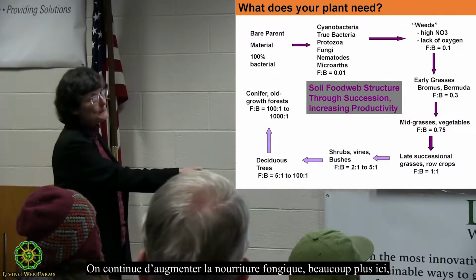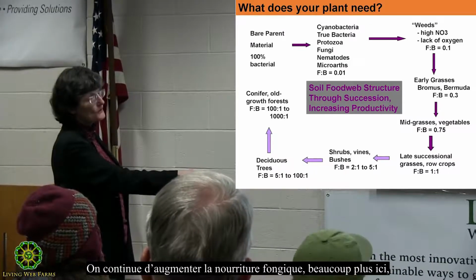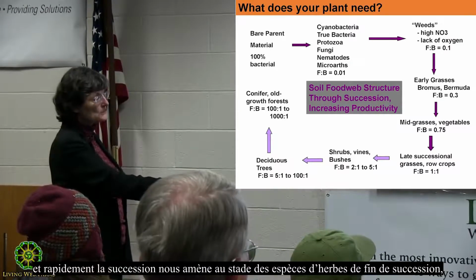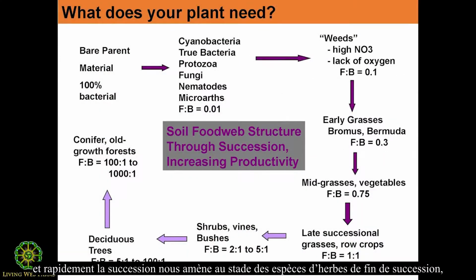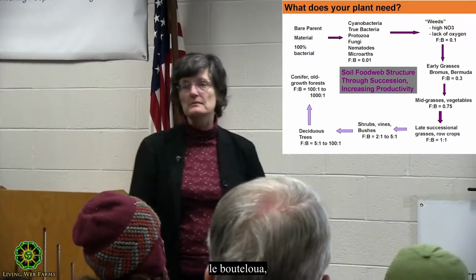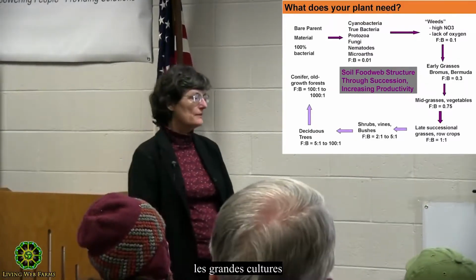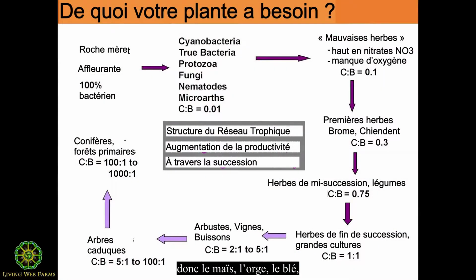Now, keep putting in more fungal foods, a lot more fungal foods here, and pretty soon succession is going to take us to the late successional grass species, the grama grasses, the Kentucky blues, the row crops. So our corn, our barley, our wheat, equal biomass of fungi to bacteria.